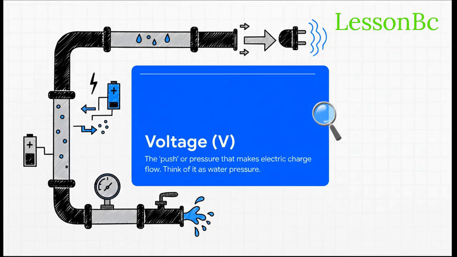Well, that's voltage, or V. Voltage is the push, the electrical pressure that gets the charges moving. In our water pipe analogy, voltage is the water pressure. The higher the pressure, the more forcefully the water, or in our case, the current, is going to flow.